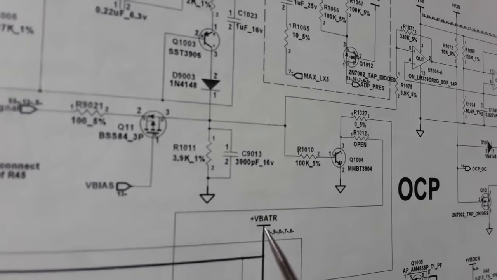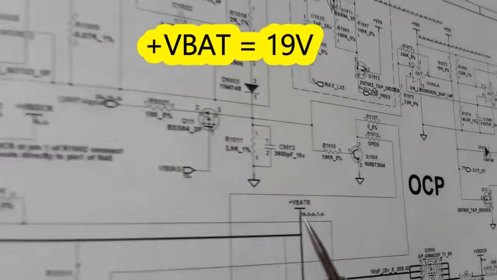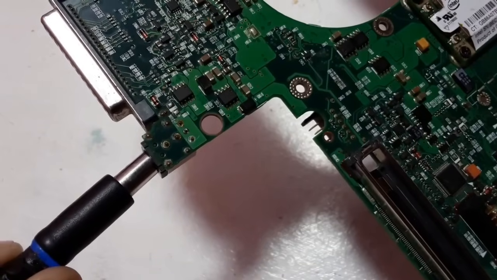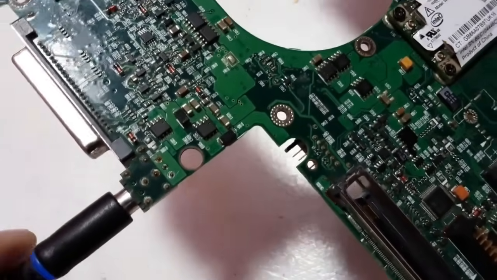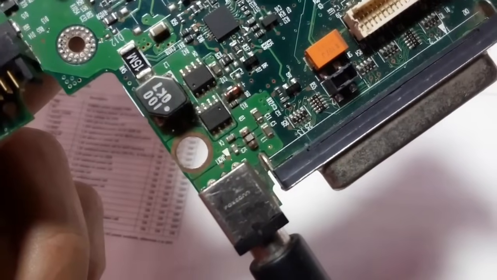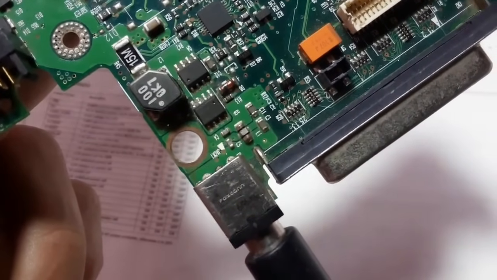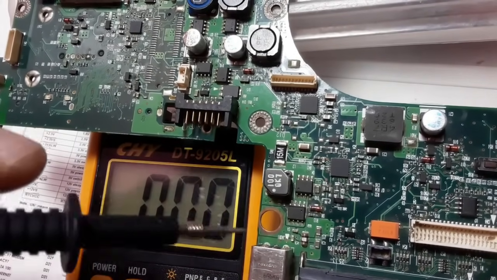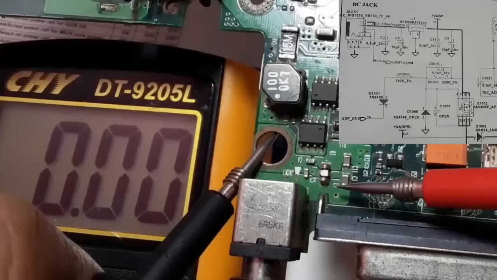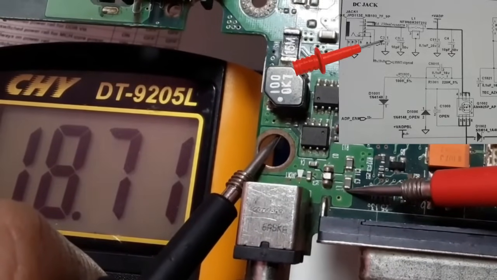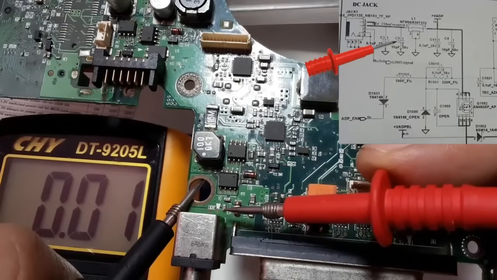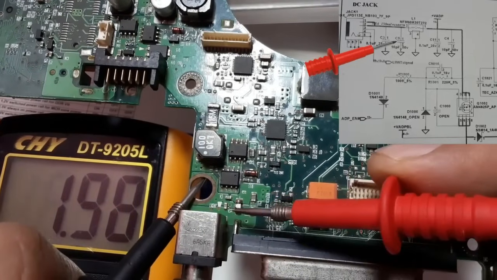Basically, this plus VBAT is missing. We should find the failed component. So let's connect the adapter once again. The adapter is inserted, connected to the motherboard. We're going to put, of course, the black probe of the multimeter in the ground, everywhere in the motherboard. So let's check the ceramic capacitor. As you can see, we have 19 volt. Let's check the second one. We have 19 volt, as you can see.